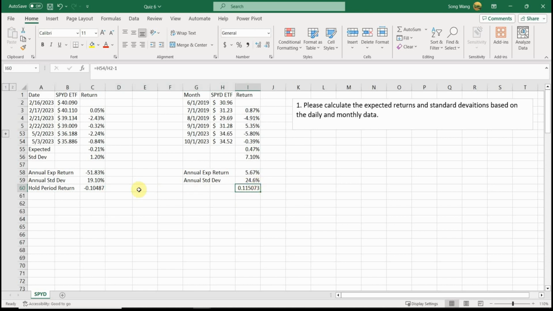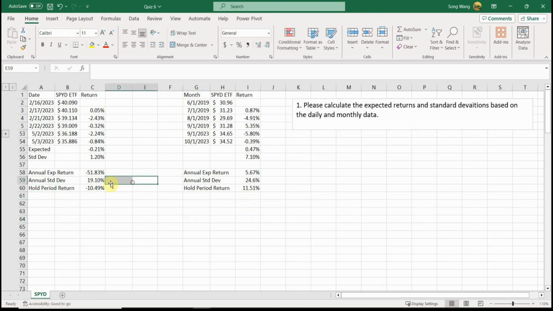What you see here is that for these 50 days from February 2023 to May 2023, the stock dropped by 10% or so. But if you look at a longer time horizon from 2019 to 2023, the stock actually increased by 11.51% over a 50-month period.